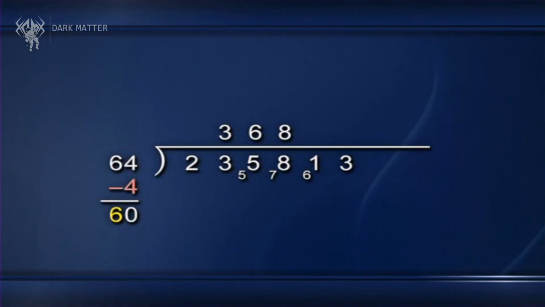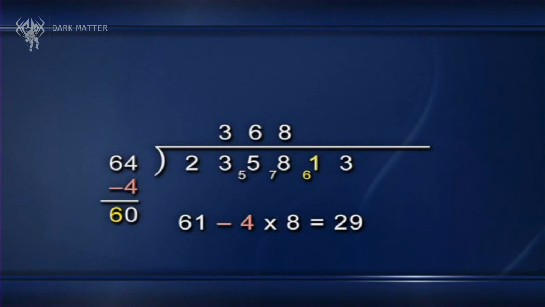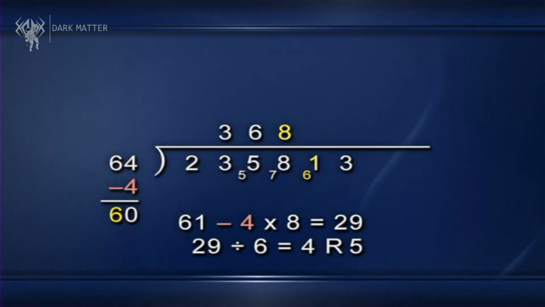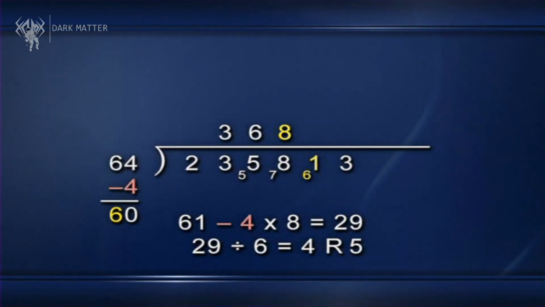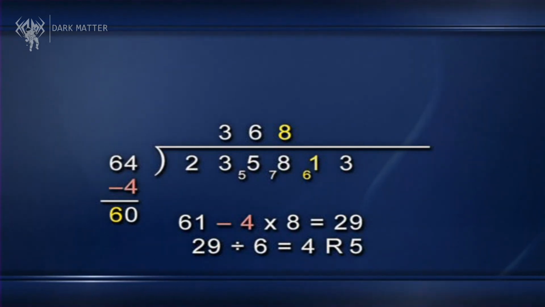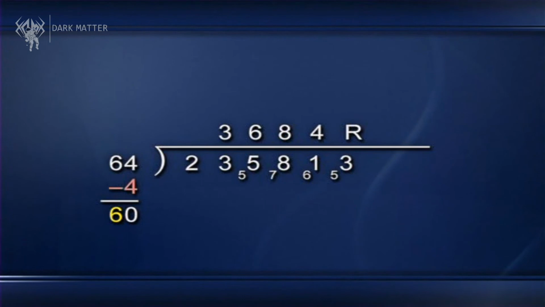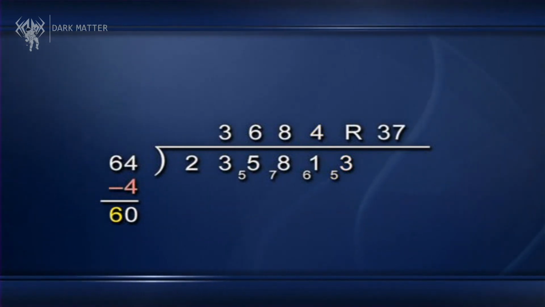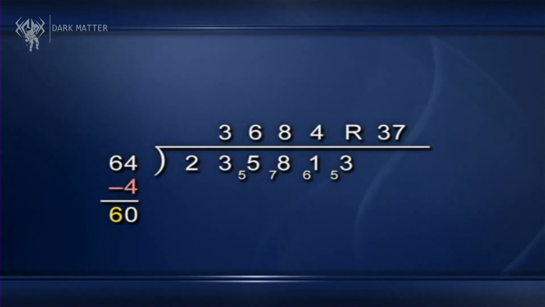Now I divide 6 into 61 minus 32, which is 29. 6 goes into 29 4 times with a remainder of 5. So we're at the last. The 4 goes up, the 5 goes down. Now we're at the remainder step, which is 53 minus 16, 37. And that's the remainder. So the answer is 3684 with a remainder of 37.